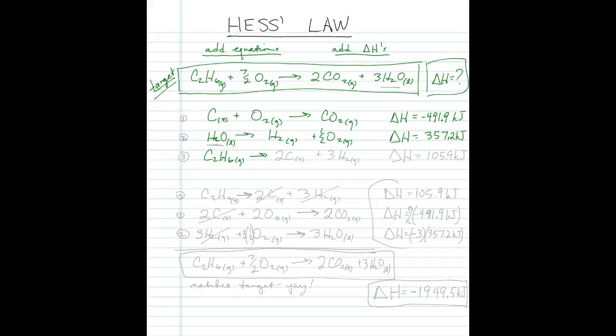And we also know that if we take C2H6, which is our ethane, and make it into its elements, 2 carbon solid plus 3 hydrogen gas, we are going to have to pay 105.9 kilojoules. That's also endothermic. We have to put heat into it. Okay, so here we are. We've got 3 different pieces. All of the pieces in our target equation appear somewhere in these 3 equations.